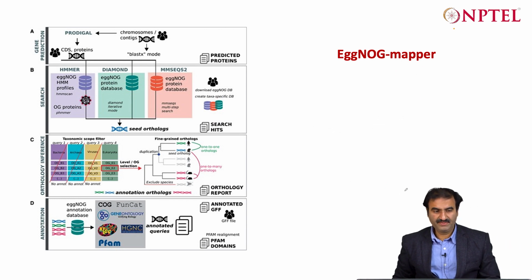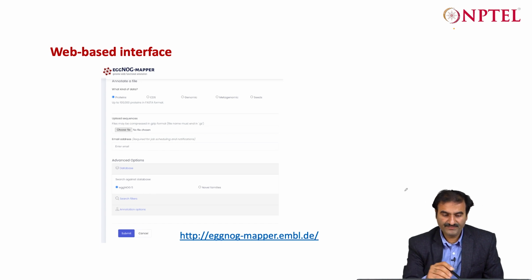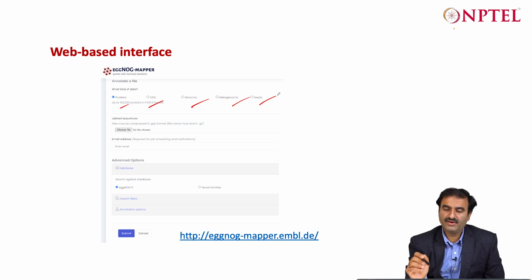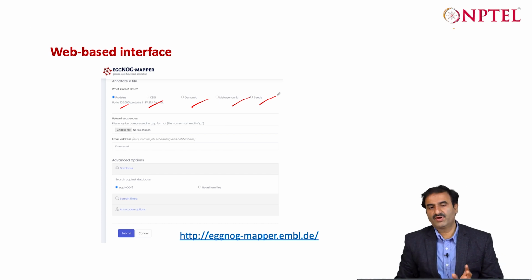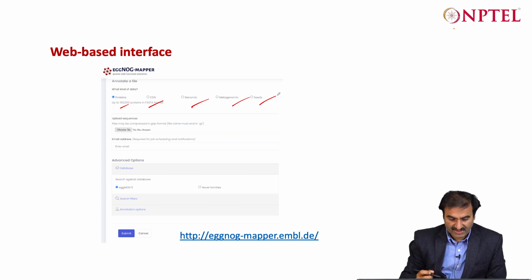So this is the pipeline for eggNOG which we just discussed. It is a very comprehensive tool, and the good thing is that it is available online, so you can upload your sequences and use it. You can upload either protein, CDS, genomic data, metagenomic data, or even output from MG-RAST, upload the file and you can get your annotation.